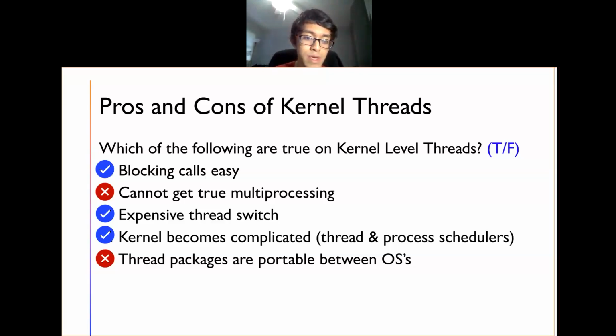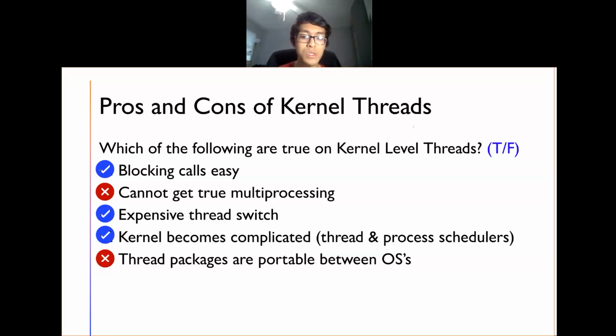Number 4, the kernels become complicated. This is true because now you have two different types of schedulers. The thread scheduler and the process scheduler are all smacked into the OS, and so it becomes a bit complicated to write your software. And number 5, thread packages are portable between OSs.